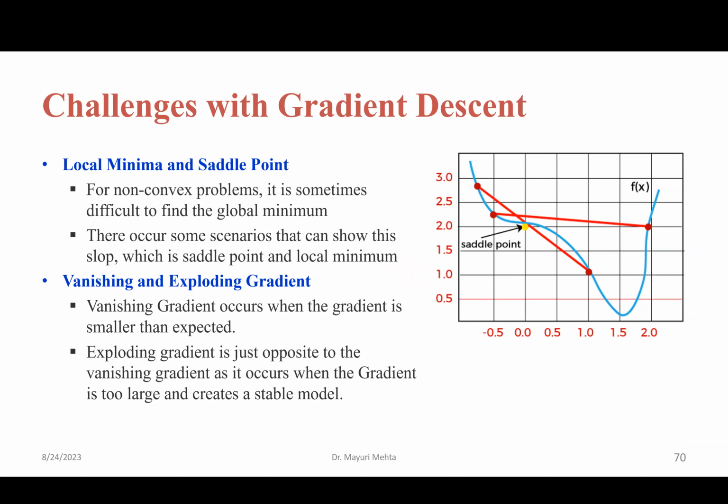So here you can see that for convex problems, gradient descent can find the global minimum easily. While for non-convex problems, it is sometimes difficult to find the global minimum, where the machine learning models achieve the best results. Whenever the slope of the cost function is at zero or just close to zero, the model stops learning further.